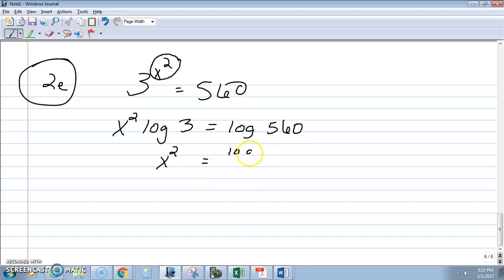So x squared is equal to the log of 560 over the log of 3. I don't like to put all of these in the calculator till the end to get the best answer possible, or the closest. Okay, and this whole thing is just a number. It's going to be a weird number, probably. And then last, I have to take the square root of that to get x by itself, right? Now, don't forget that when you take the square root of something, your answers are going to be both positive and negative. So my answer is going to be positive and negative.